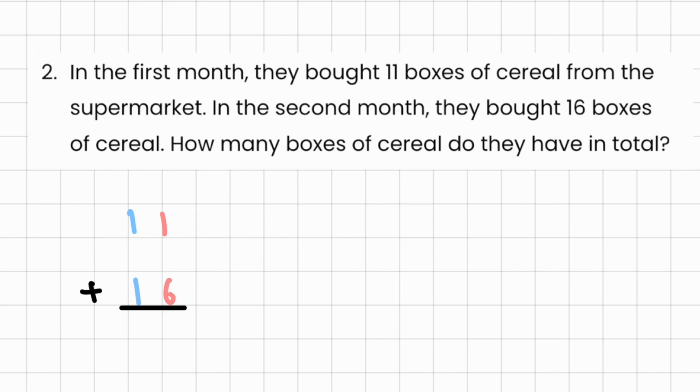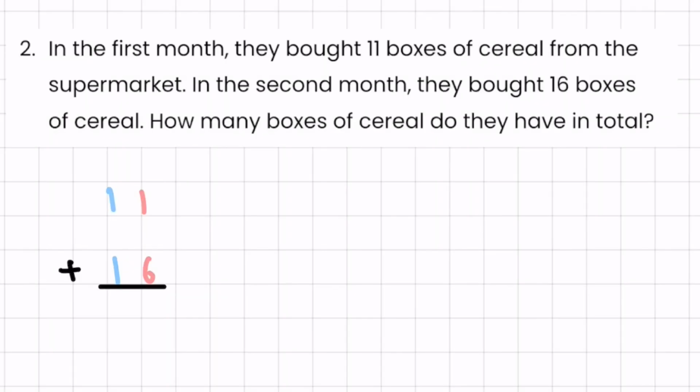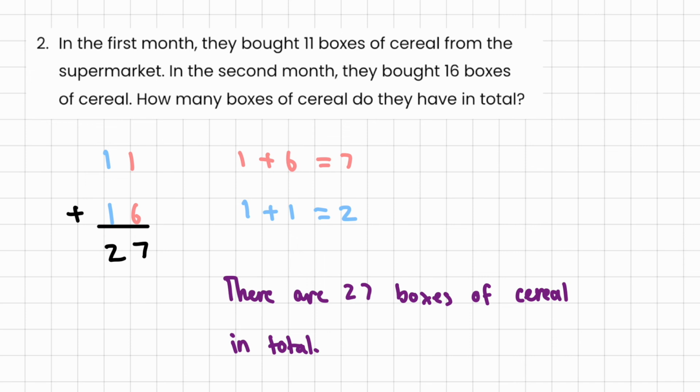The second question says, in the first month, they bought 11 boxes of cereal from the supermarket. In the second month, they bought 16 boxes of cereal. How many boxes of cereal do they have in total? We can start off by doing 1 plus 6, which leaves us with 7. We can write that down. Next, we can do 1 plus 1, which leaves us with 2. There are 27 boxes of cereal in total.